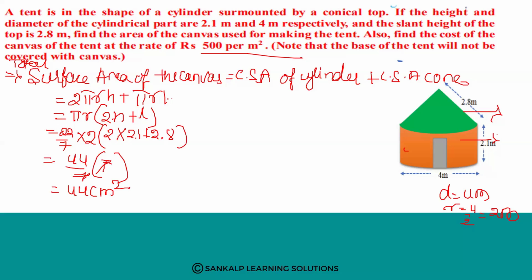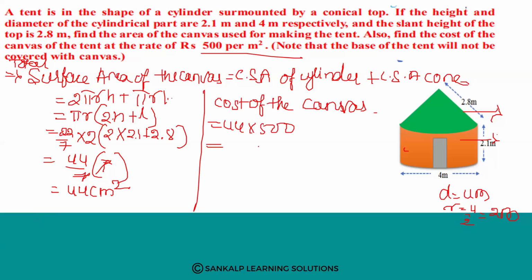Now what do we want? We want the cost of the canvas. Okay. So at the rate of 15 rupees per meter square, right? So for 44 meter square, this is 44 into 500, right? That is 44 into 500 is 22,000 rupees. So this question is for 3 marks, okay?